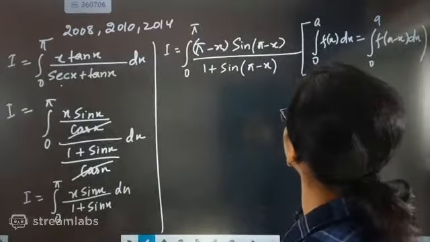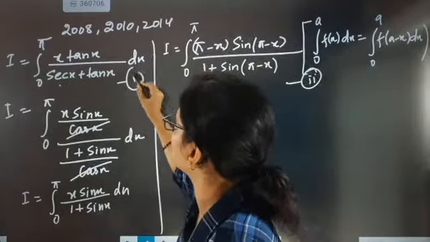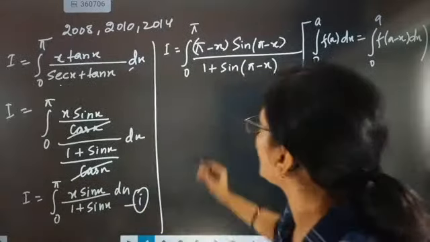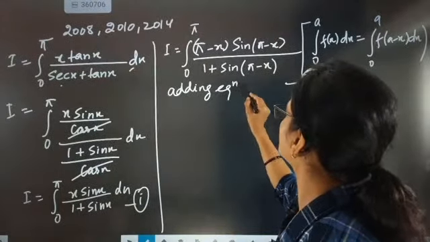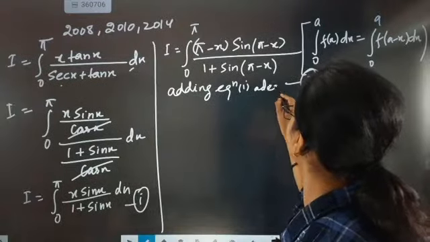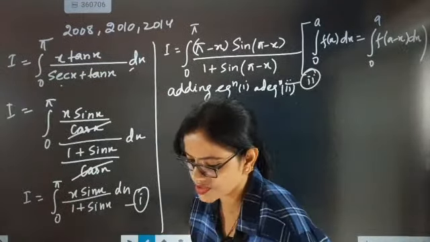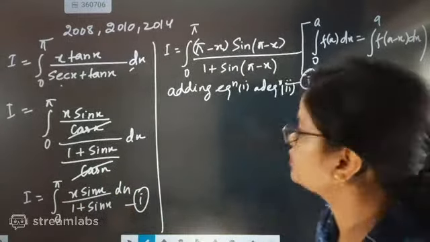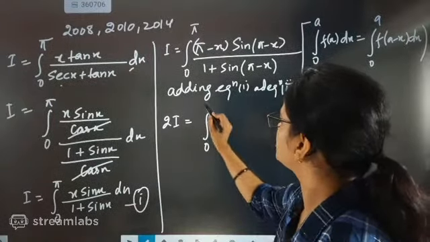So now this is going to be equation 2, and after conversion, this is equation 1. So adding equation 1 and 2. Now we will only try those questions which will come in your coming examination pattern. So now 2I will be equal to integral from 0 to pi.